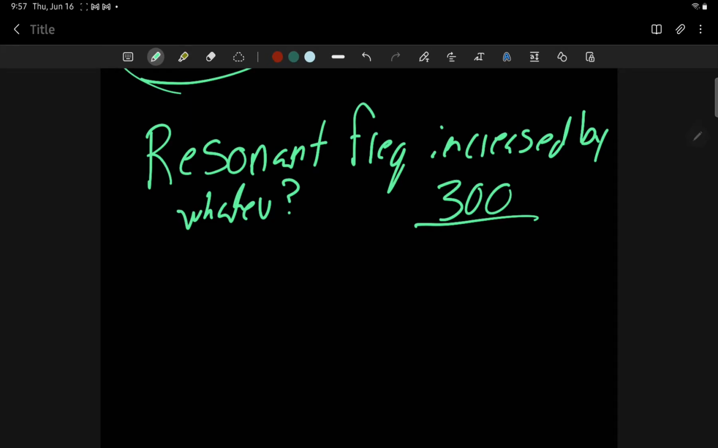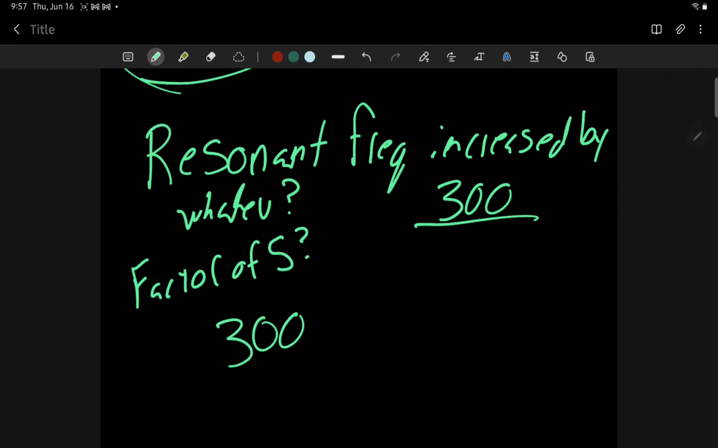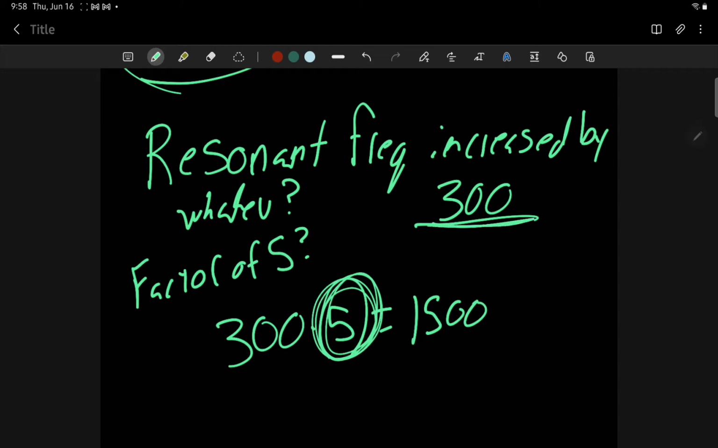So if I said, what if the resonant frequency is increased by a factor of 5, then your answer is literally just 300 times 5. So, what is 300 times 5? Well, it's 1500. So that's your resonant frequency. That's how you find that. When you already have the resonant frequency, you just multiply it by whatever the number is that I give you there.